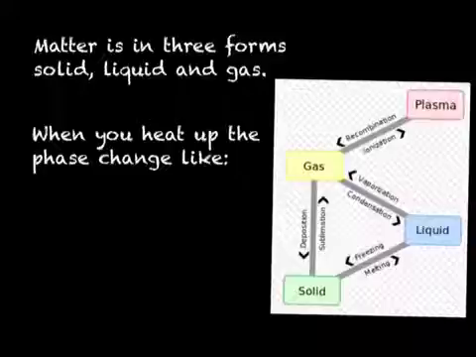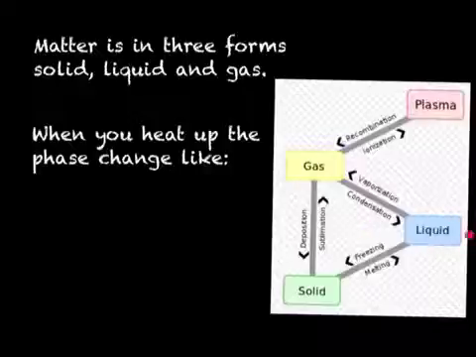There's also one more form called plasma. But plasma doesn't exist on Earth unless you make it. When you heat up, the phase changes, like it starts from a solid and then it becomes a liquid.